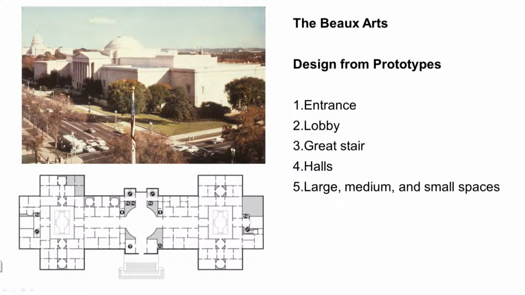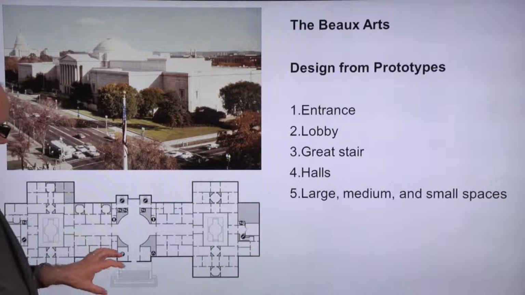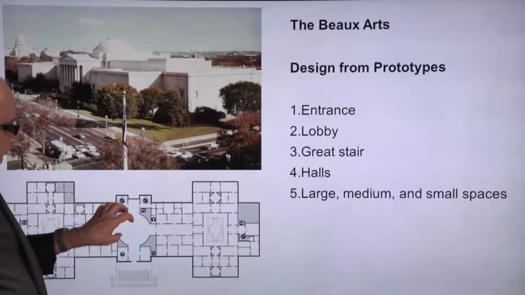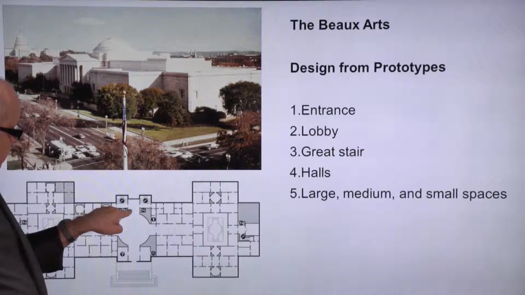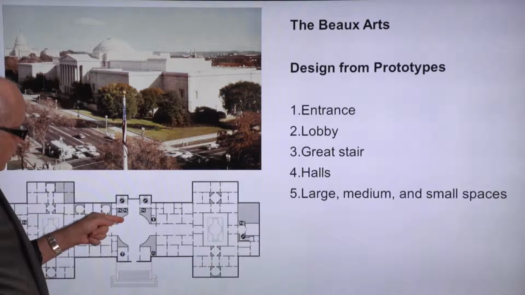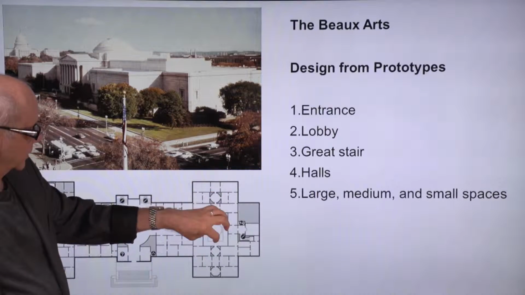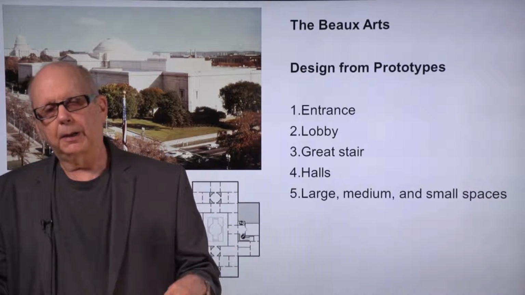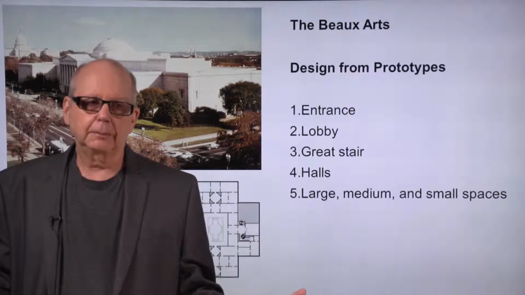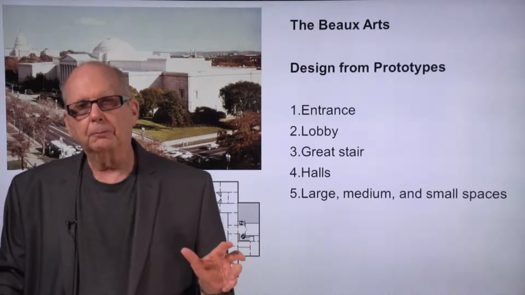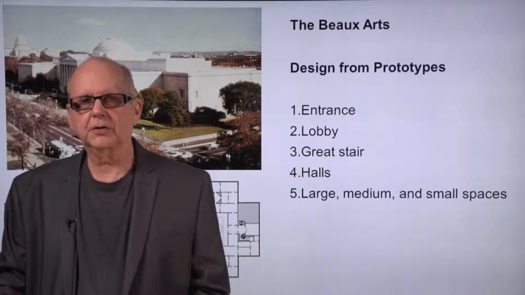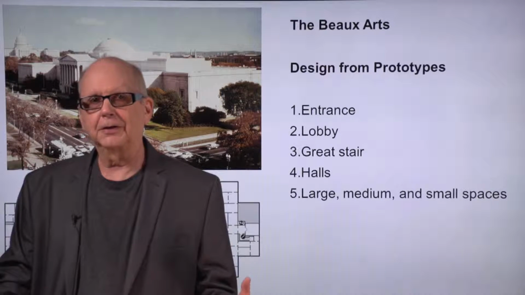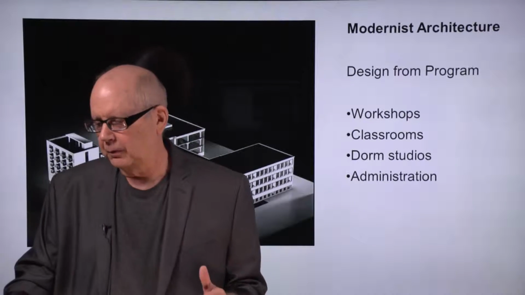If we look at the building, we see there's an entrance which has a grand stair and a vestibule. There's a lobby which is domed. Then there is a great stair, there's 2 stairs here. There are halls, and then there are large, medium, and small spaces. So if we go to the Boston Public Library, the New York Public Library, the Metropolitan Museum, they all have these 5 elements. These are prototypical elements that the Beaux-Arts architect works from. And by their refinement over the centuries, it assures usually a good design.